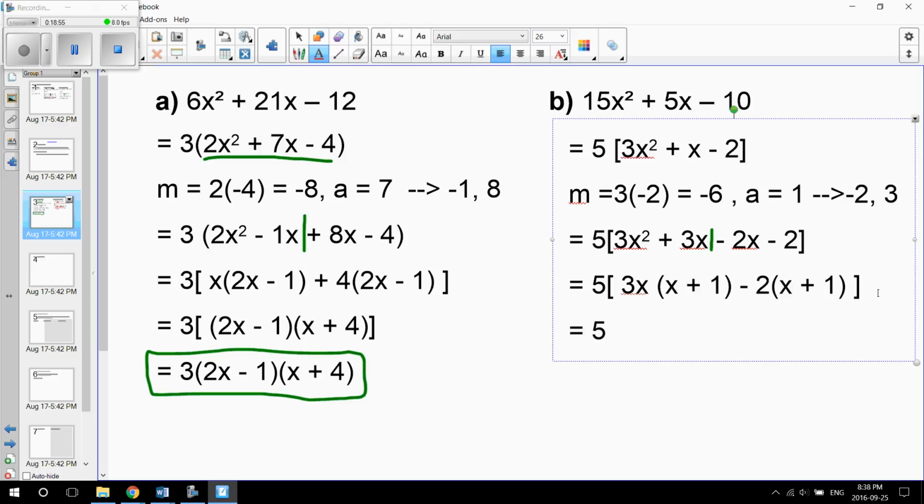So again, that 5 stays out front. We carry that x plus 1, whatever is in those two brackets, out front. And then our second bracket is, again, what's left in front of those brackets. We have the 3x and the minus 2. And we have our final answer.